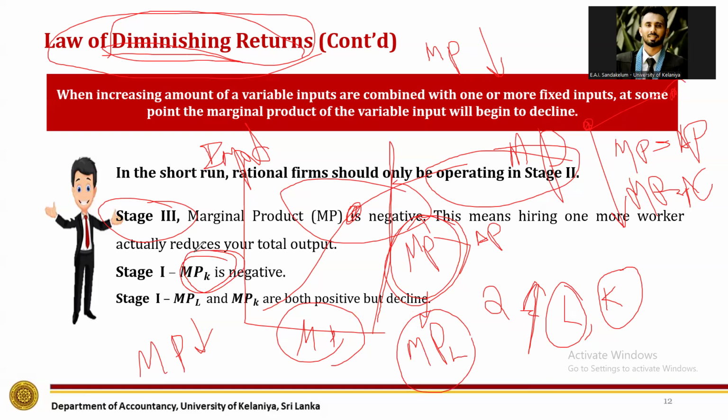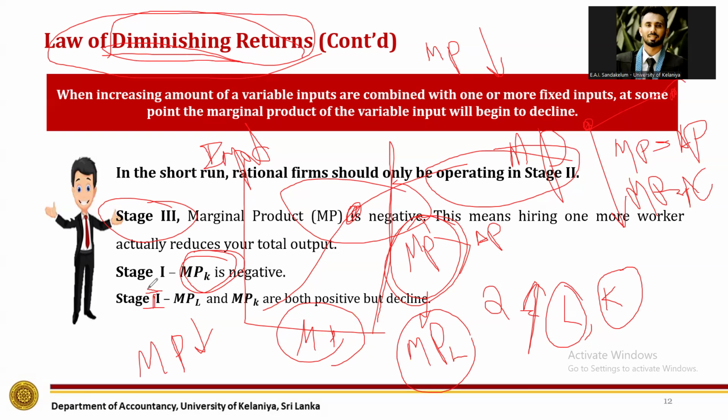MPK becomes negative. Why? So without changing... this is my mistake. This should be the stage 2 one. The last one, not a stage 1. This should be the stage 3.